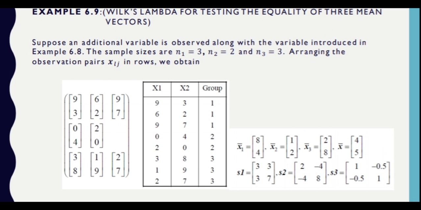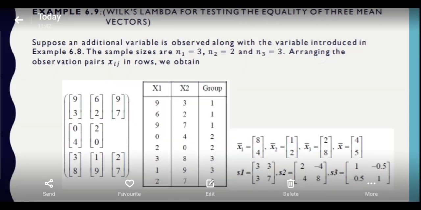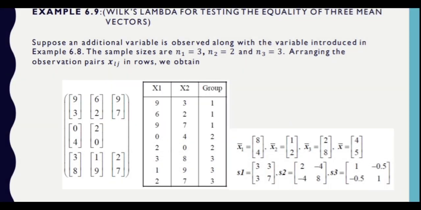And then we also need the variance covariance matrix for each of the population, S1, S2 and S3. Okay, how you get 3, how you get 7? Just find. The 3 ni maksudnya adalah the variance for the first variable. Okay, the variance for the first variable in first population.